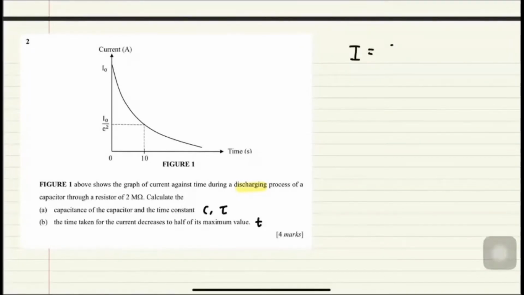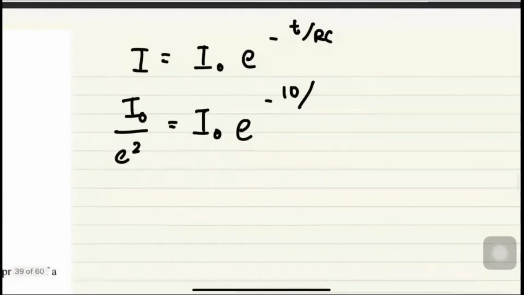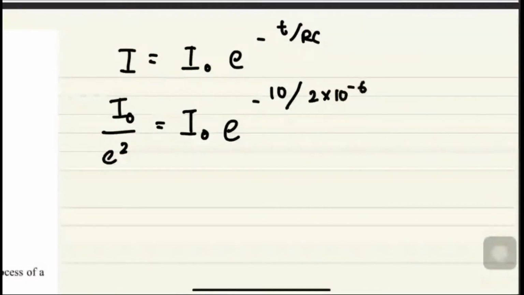The one that is not normal is the one with 1 minus exponential. So for discharging, you have to use this equation. Now from the graph, they give you critical information: when I is equal to I0 over e squared, the time is equal to 10. Then R is given, which is 2 mega ohms, so I can write this down as 2 mega ohms.